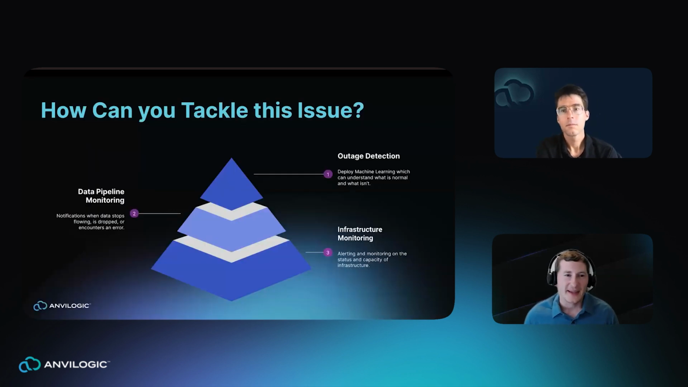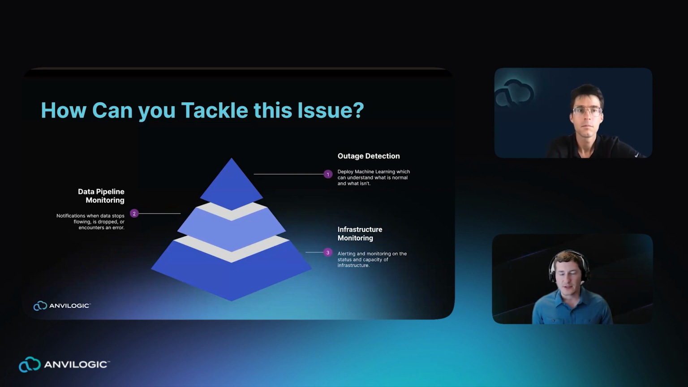Well, with the challenges addressed, we'll look at how you can tackle this issue. One of the keys, I think, is attacking the problem from many different perspectives, many different ends. To that end, you might look at building up from the bottom: infrastructure monitoring, ensuring your logging and security infrastructure is all running properly, alerting if you have capacity or other outages or warnings, that type of thing. Data pipeline monitoring, ensuring you have notification if the data stops flowing, logs are getting dropped, errors are being encountered, those kinds of things.